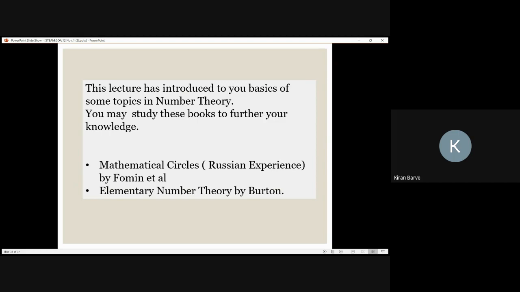This lecture has introduced to you basics of some topics of number theory. We played with numbers, that too integers, and that too most of the time natural numbers. So it is called number theory. It is a rich subject.